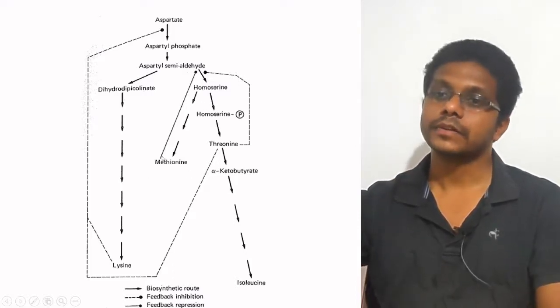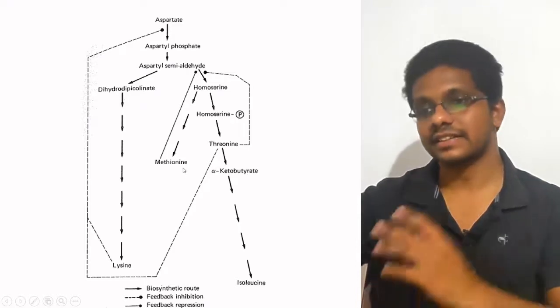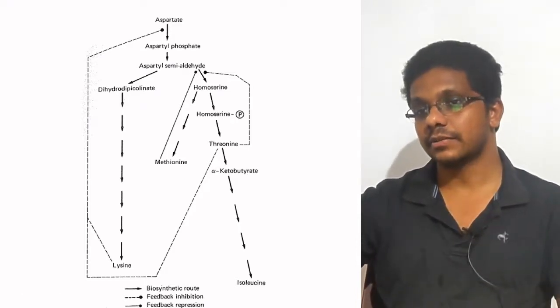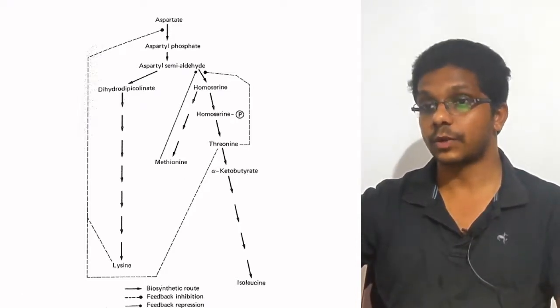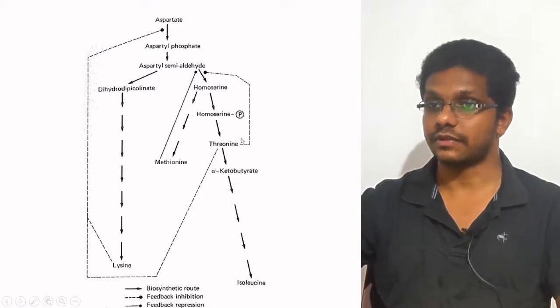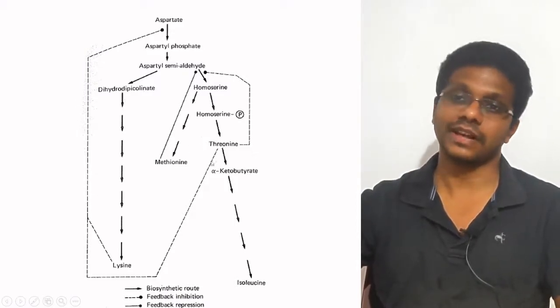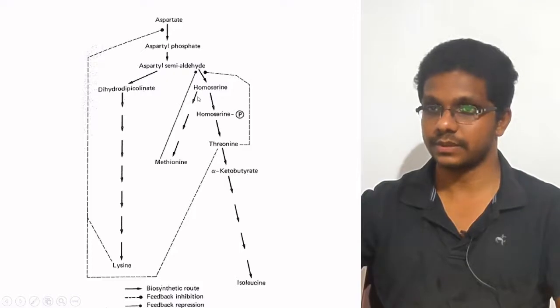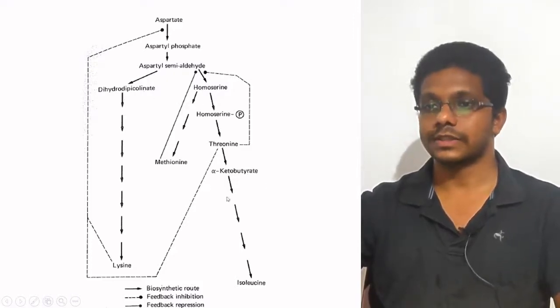In that way we can improve the productivity of each amino acid. If I want threonine, I may want other enzymes to be inhibited. I want this enzyme to be inhibited, and I want this enzyme to be inhibited. So it's all based on this pathway.